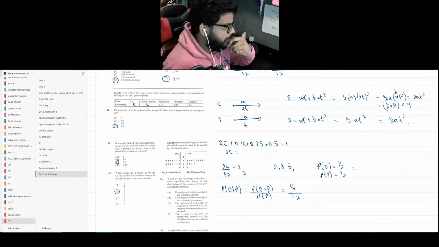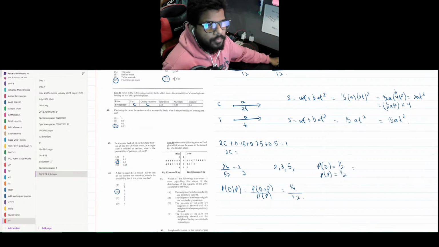Because they said it's a fair six-sided die, given that the odd number has turned up, what is the probability that it is a prime number? An odd number on a six-sided die will have a probability of a half. And the probability that a prime number shows up as well is also a half. So yeah, it's a half.